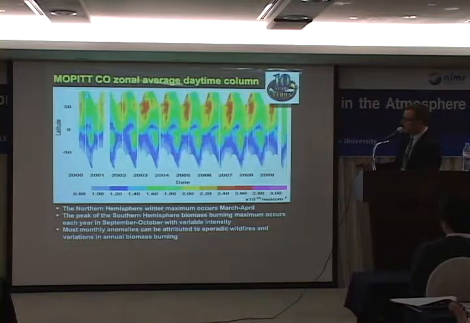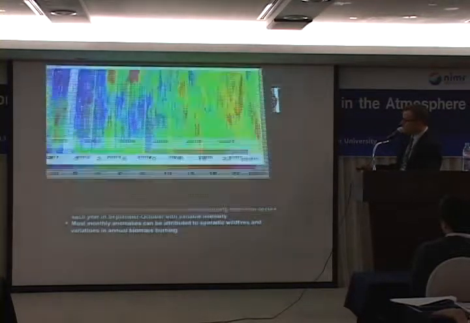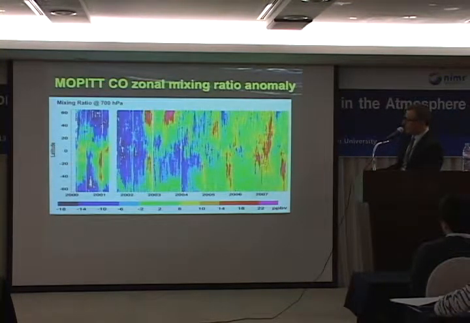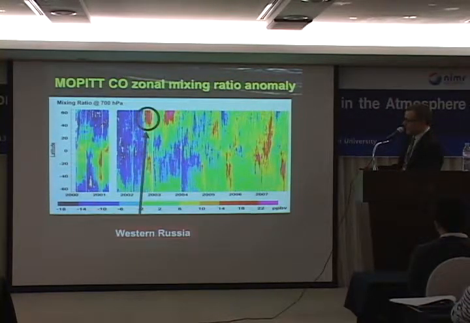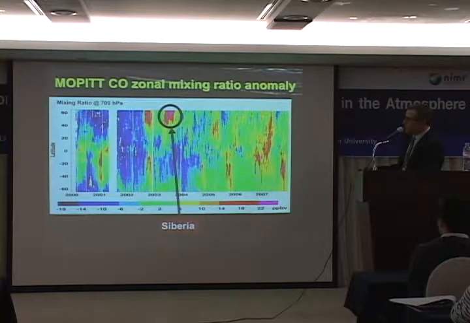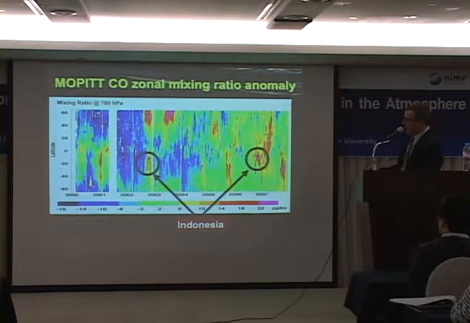repeating seasonal pattern here and just look at the anomalies from the regular seasonal pattern, and you'd be left with a plot that looked like this. And if we look at this, we can associate most of these anomalies with big fires. West African fires here, big fires in Russia in the late part of 2003, huge fires in Siberia in 2004. These are some of the biggest fires that we've seen during the 10-year lifetime of MOPITT.